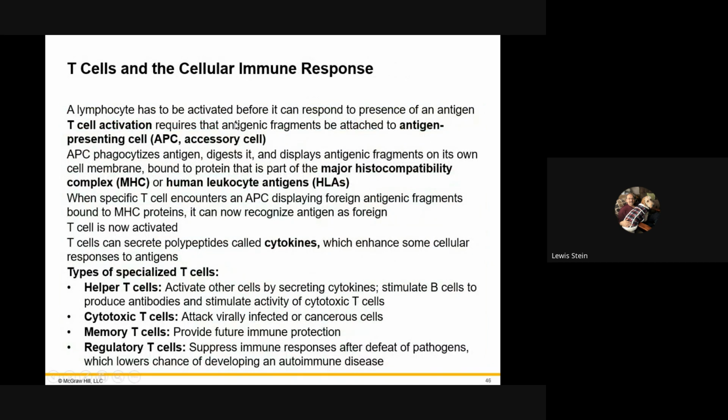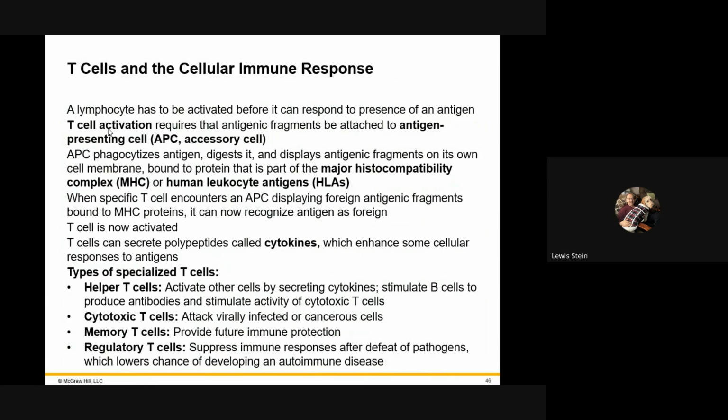So a lymphocyte has to be activated before it can respond. That requires something called antigen-presenting cells. We have a lot of these. Some of them are B cells themselves, but most of the ones you heard about, in the skin, there was a cell called a Langerhans cell. Basically, it's sampling the environment. We have them in the liver. We have antigen-presenting cells in the spleen. We have them in lymph nodes.